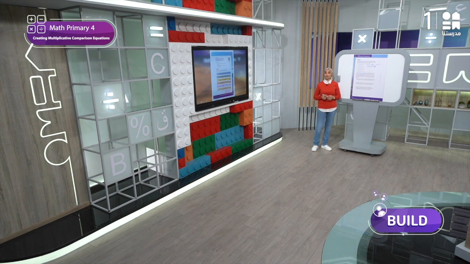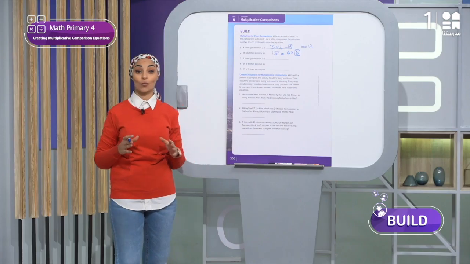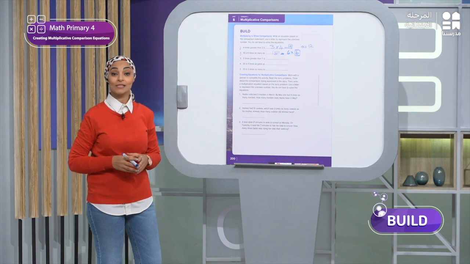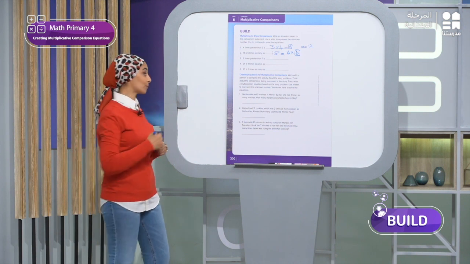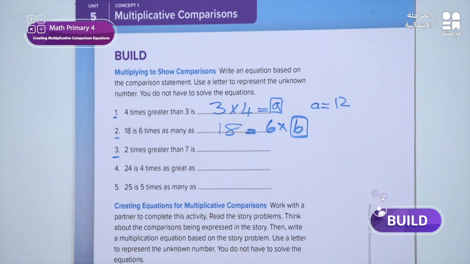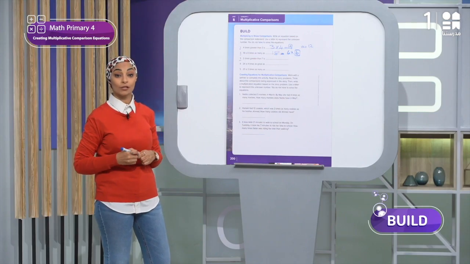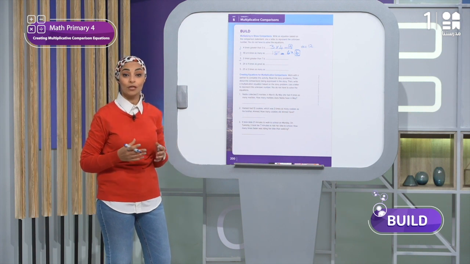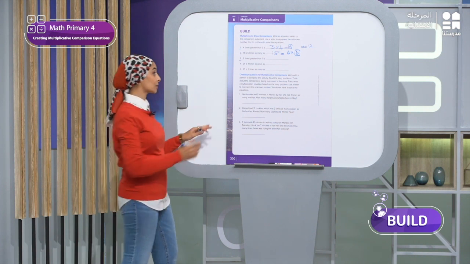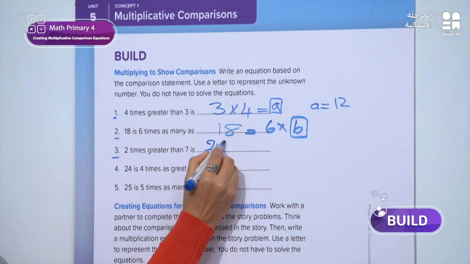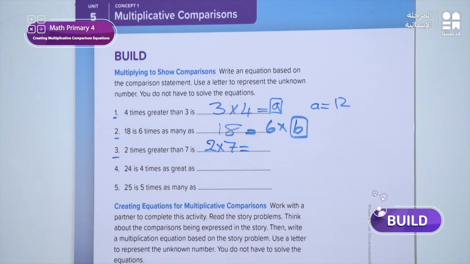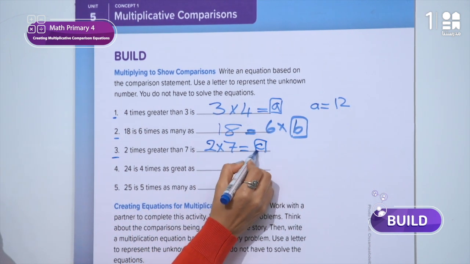Now, since you are done with writing the equations, بعد ما خلصتوا بقى equations that express the statements, let's review them together. In problem number 3, as you see here, بتقول لي إيه؟ Yes, بتقول لي 2 times greater than 7. So, how can I write the equation? 2 times greater than 7 أكنه بيقول لي بالظبط 2 times 7 equals what? طيب ال unknown هعمل له ايه؟ Yes, you can write letter C as the unknown number.